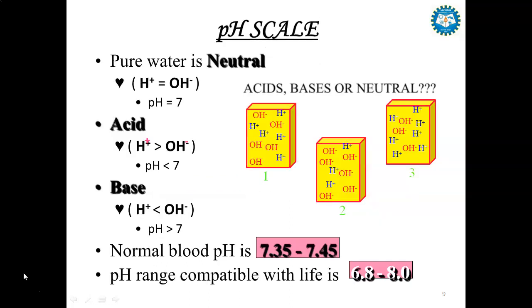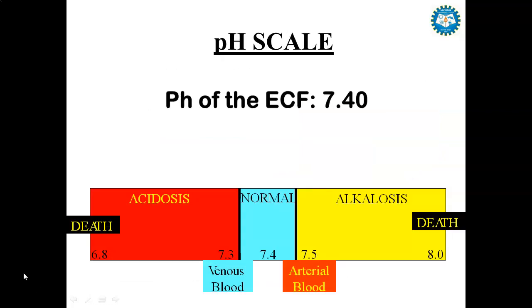On the pH scale, for water, the neutral point has a pH of 7. If it is acidic, the pH will be less than 7, and if the pH is greater than 7, it is basic. Our normal blood pH is about 7.35 to 7.45, and on the pH scale we can see the ECF, that is extracellular fluid, at 7.4. So here you can see the acidosis, normal condition, and alkalosis.